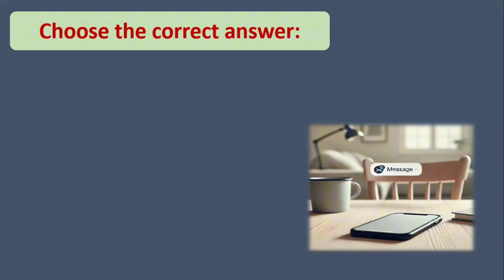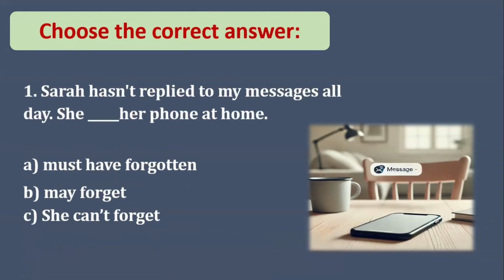So if you look at this picture and let's read the sentence. Sarah hasn't replied to my messages all day. She must have forgotten her phone at home, or she may forget her phone at home, or she can't forget her phone at home. You have to notice that we are talking about the past or the present here. We're talking about the past.